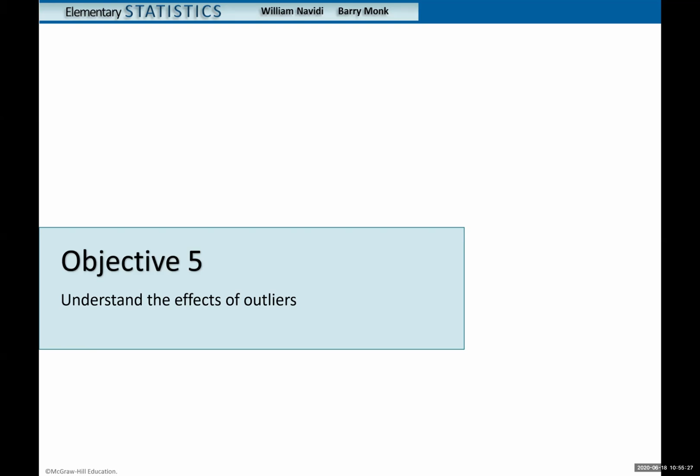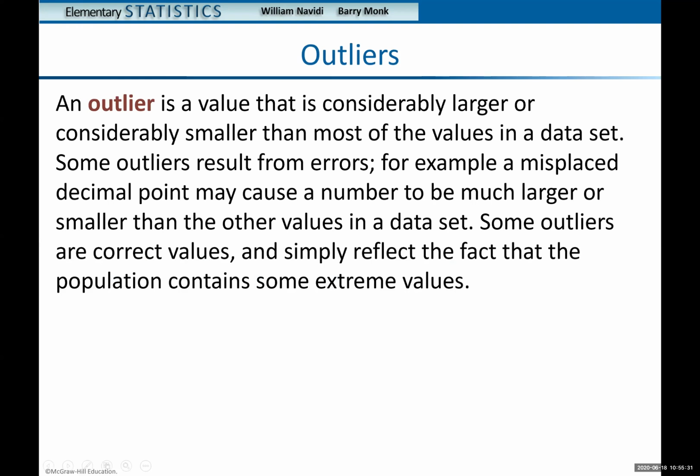So next, understand the effects of outliers. Copy this definition of an outlier. It's a value that is considerably larger or smaller than most of the values in a data set. You just have to copy the first sentence. Some outliers result from errors, for example, a misplaced decimal point. It will definitely affect your answers. So make sure to enter the correct numbers when you solve all this.